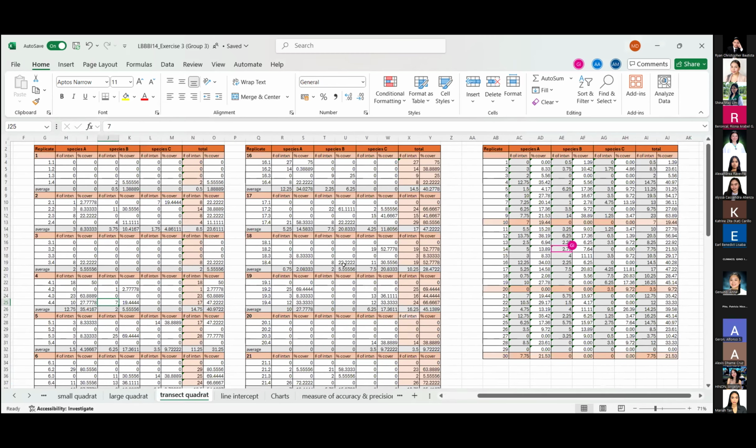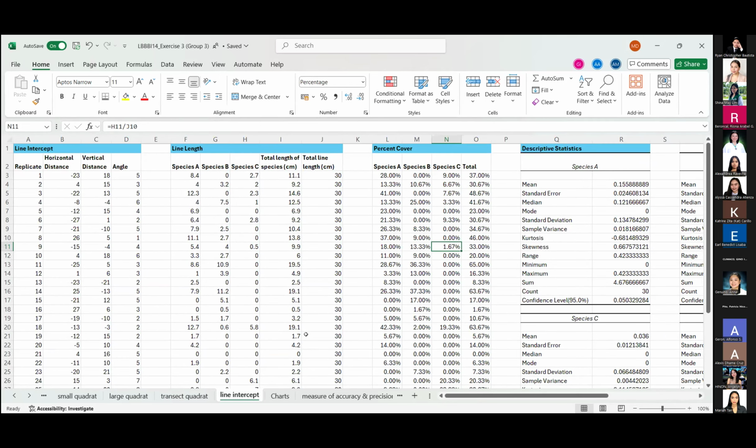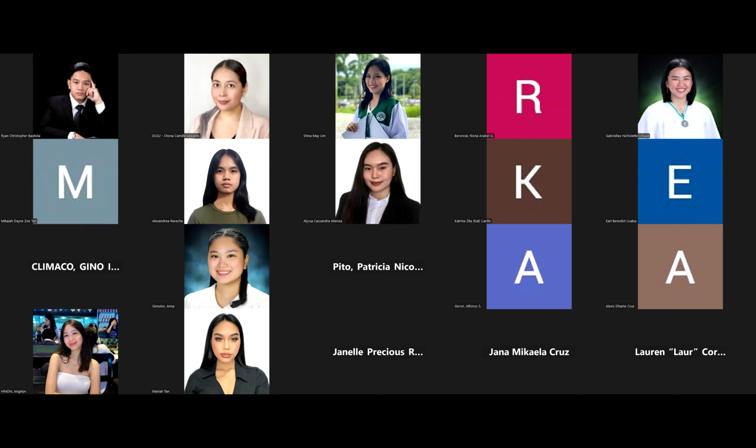Okay, good. Can you go to column AC, row 7? Nice. Okay, good. LIT, please. Okay, can you go to column M, row 10? Okay, great. Thank you so much. Good job, group 3. You can now stop sharing. Group 4, who will be sharing on your behalf? I'll be sharing this. Okay, thank you.